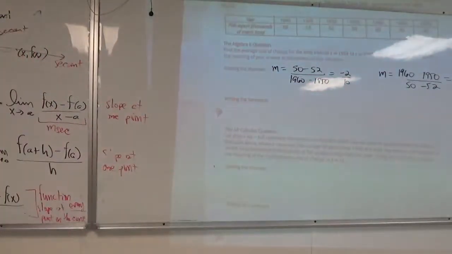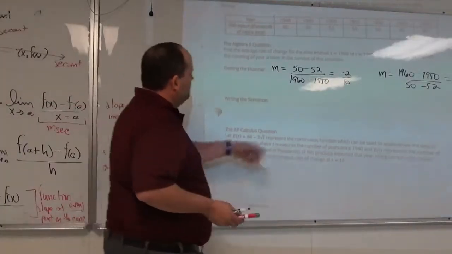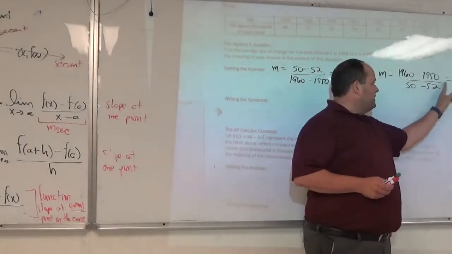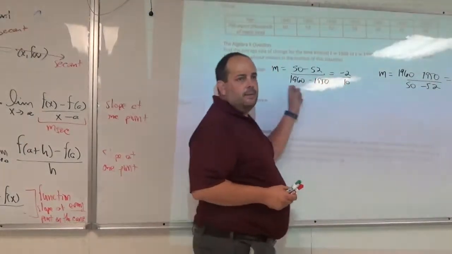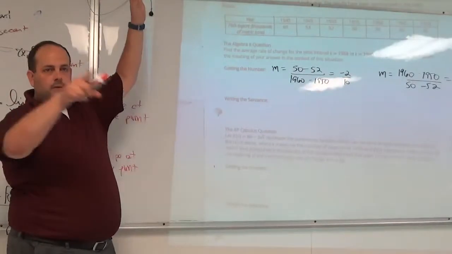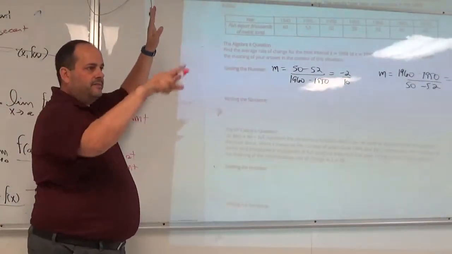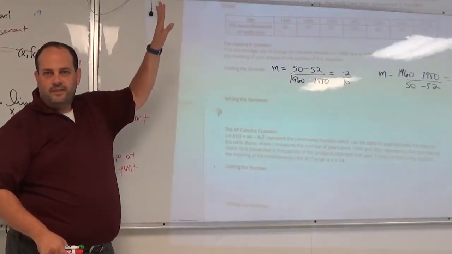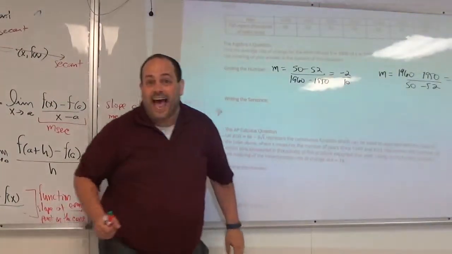Okay, from doing a quick lap around the room, there seem to be two popular answers right now. It's either 50 minus 52 over 1960 minus 1950, or 1960 minus 1950 over 50 minus 52. How many of you have the first one? 1, 2, 3, 4, 5, 6, 7, 8, 9. A whole bunch. How many of you have the second one? Yeah, okay, liars.